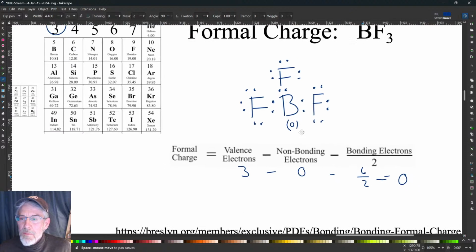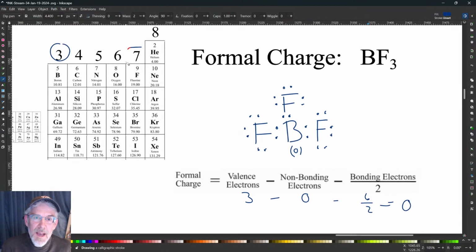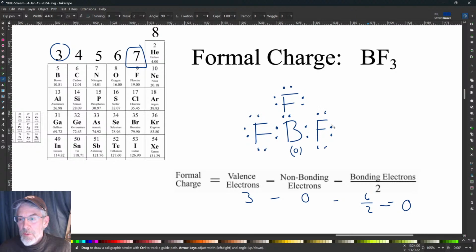So try to do the fluorine. Fluorine is 7. It's got 2 bonding and 1, 2, 3, 4, 5, 6 non-bonding. See if you can figure out the formal charge on the fluorine.